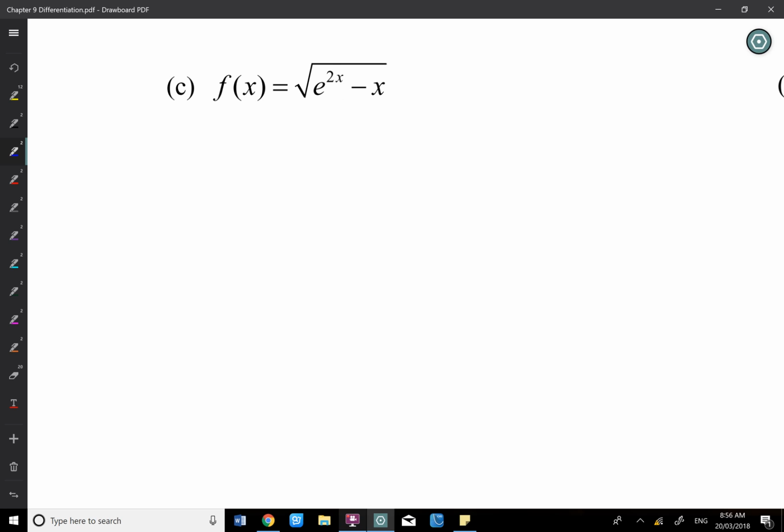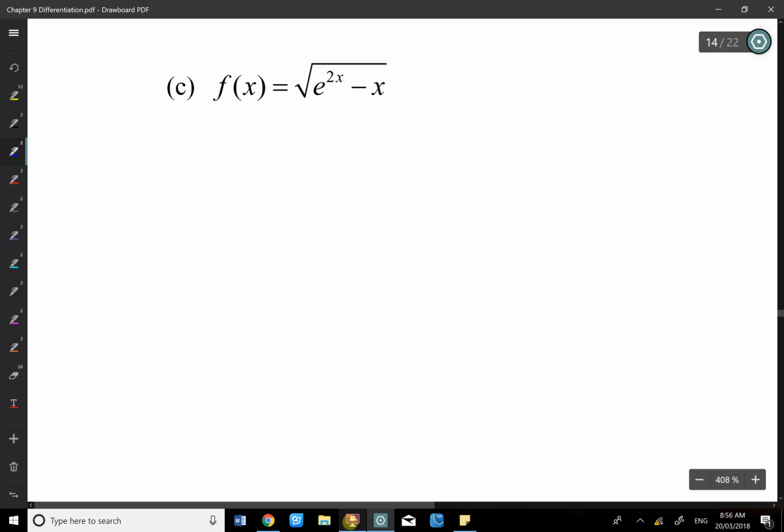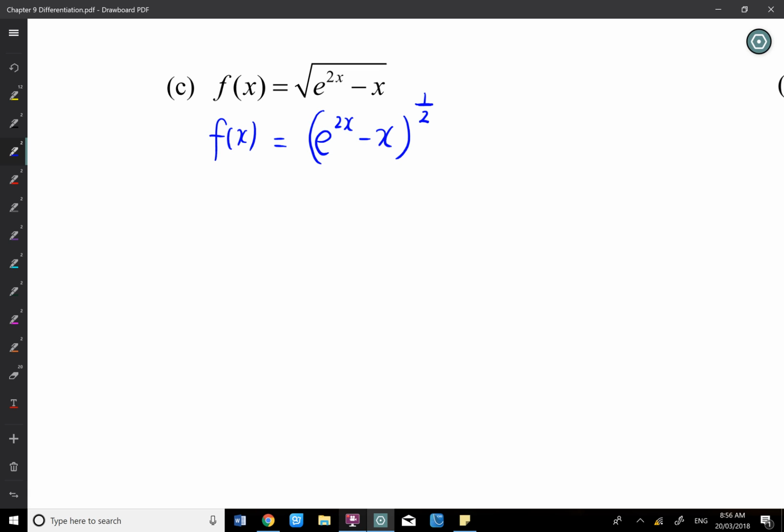Okay, f of x equals square root of e to the power of 2x minus x. What should I do? It's still exponential. What can you do to the square root? Yeah, make it a power. So f of x equals e to the power of 2x minus x, and then to the power of a half. Yeah, and what rule can we use now? Chain rule.